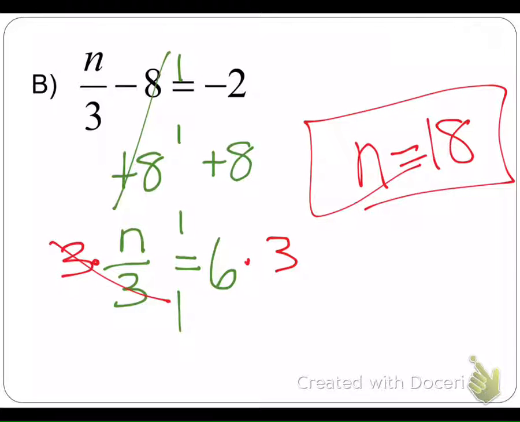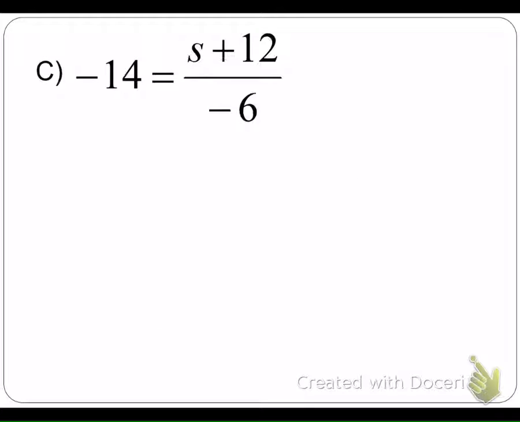And once again, you can just pop it right in for n. 18 divided by 3 is 6, and 6 minus 8 is negative 2. Do it in my head in 10 seconds, and I am now very confident in my work. Questions? All right, here's C.